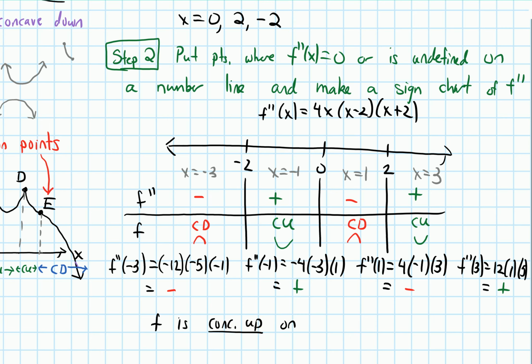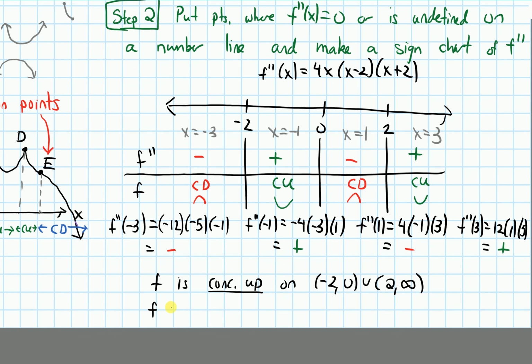on 2 intervals from negative 2 to 0, and then one more, so I put a union symbol. The other interval where it's concave up is from 2 to infinity. And now let's write down where it's concave down. Okay, so F is concave down on the interval from negative infinity to negative 2, and then also on the interval from 0 to 2. Okay, that is my answer.